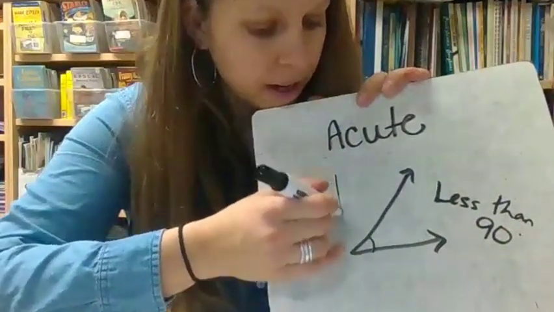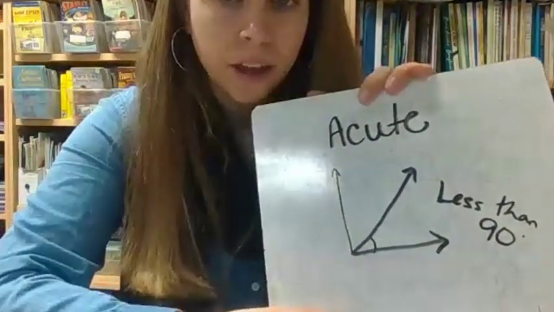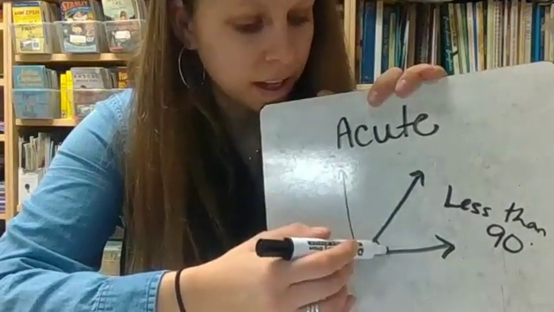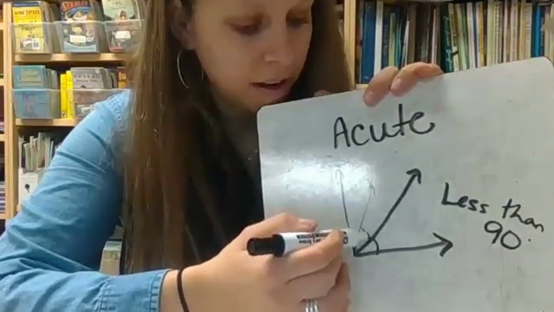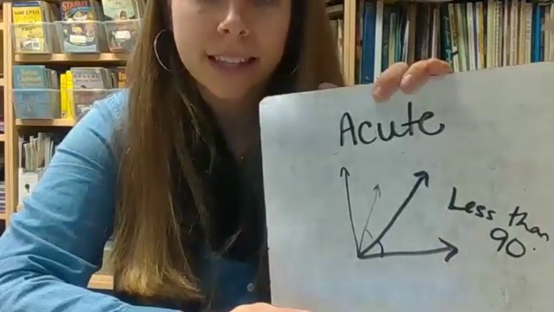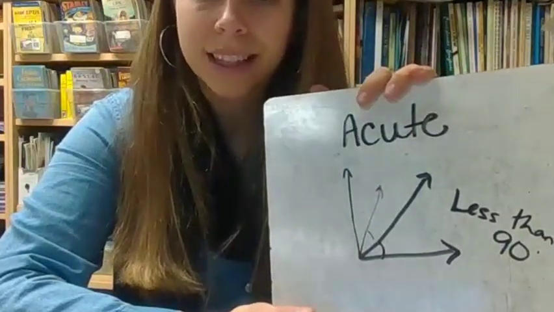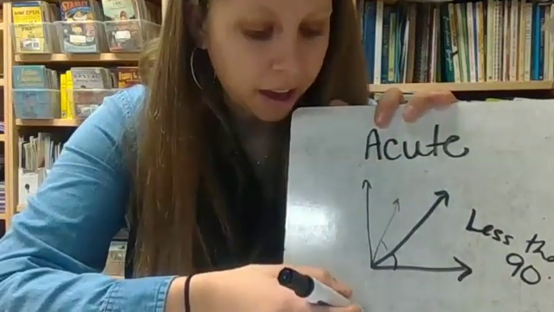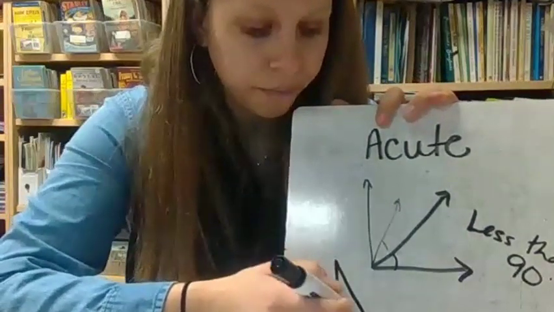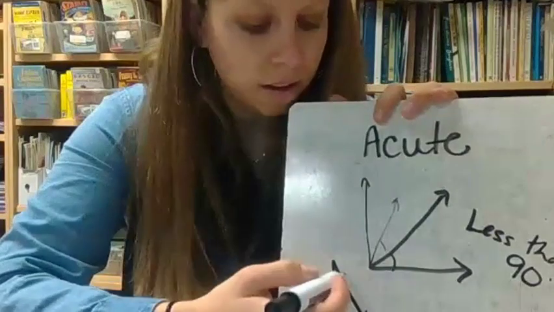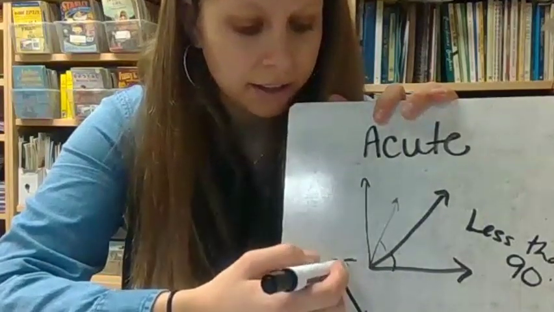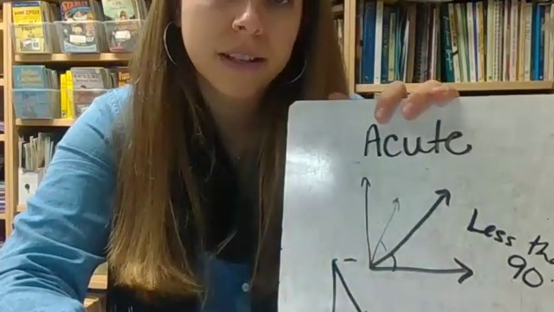So here's my 90 degrees, right? Anything that is from here to here, I could do one in here, okay? Anything that is less than that is considered an acute angle. An acute angle is less than 90 degrees. I could have it upside down too. As long as it's within that 90 degrees, it's considered acute.